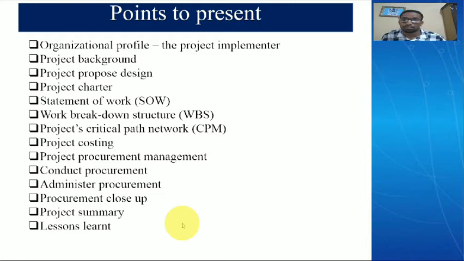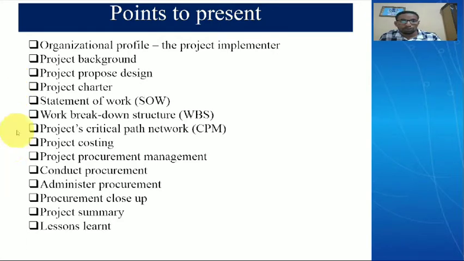So here is a bunch to present during our presentation. You can clearly see what we wanted to show you in a short way. So first, we wanted to explain more about our organizational profile because we established an organization, and then we decided to implement a new project as per request by the assignment instructions. So you will see program project background as well as project purpose design.